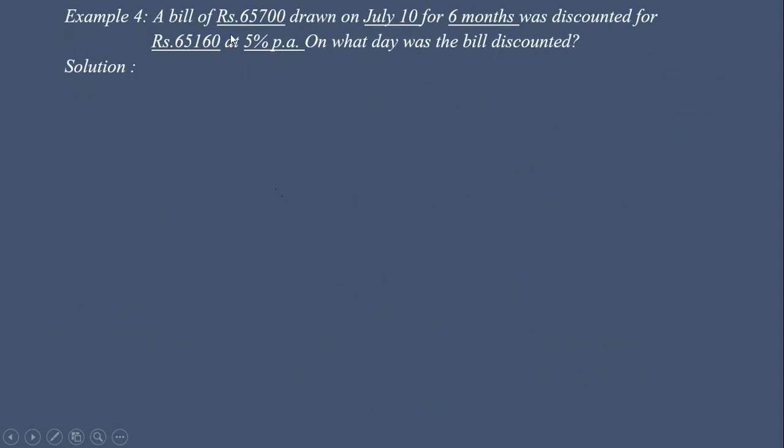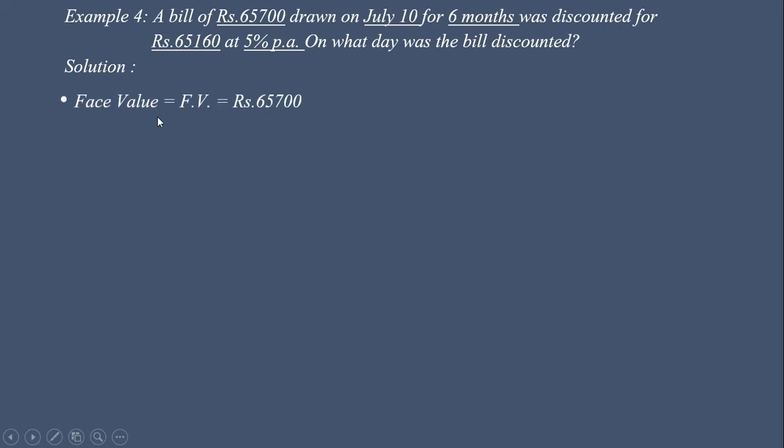A bill of rupees 65,700 drawn on July 10 for 6 months was discounted for rupees 65,160 at 5% per annum. On what day was the bill discounted?